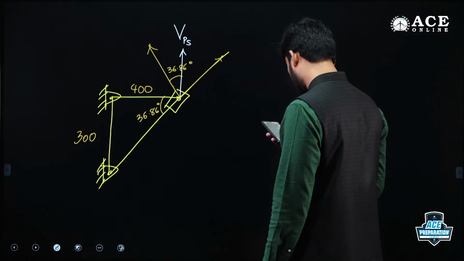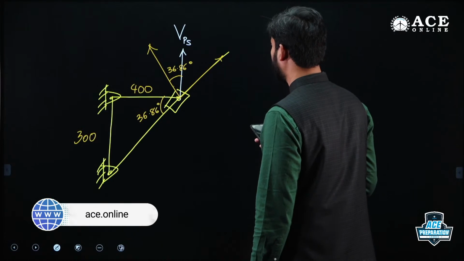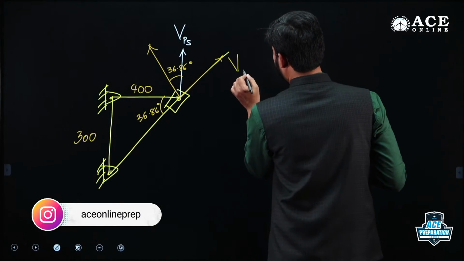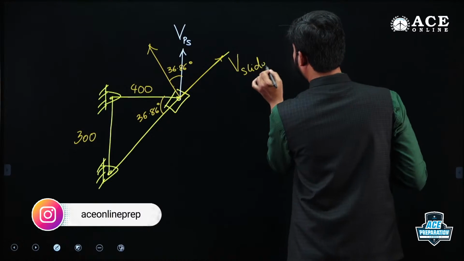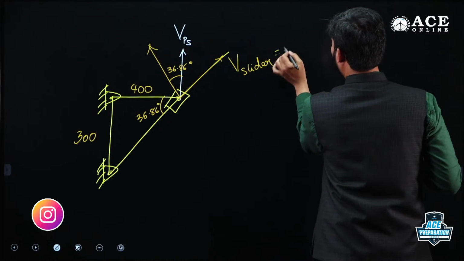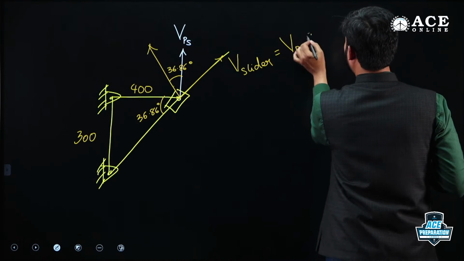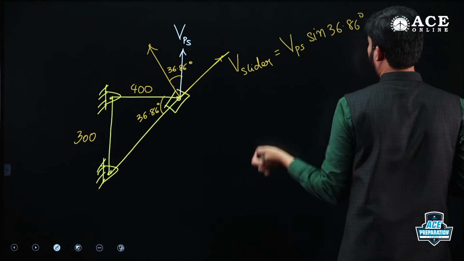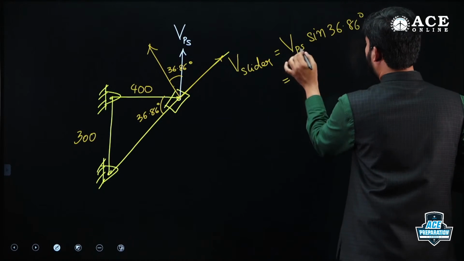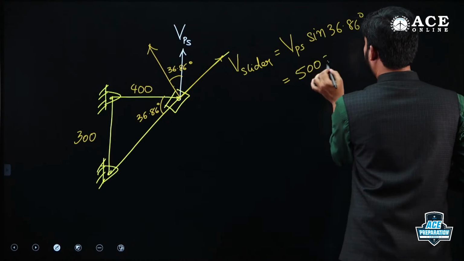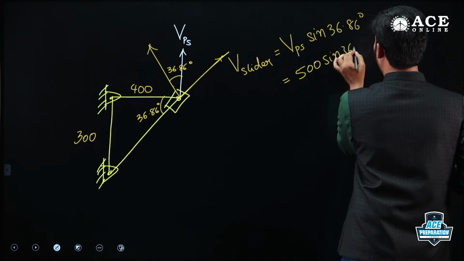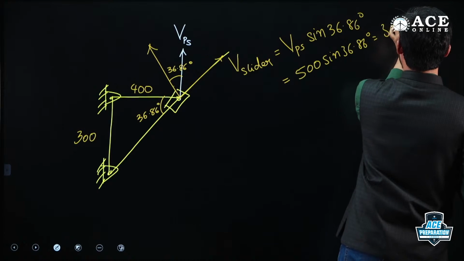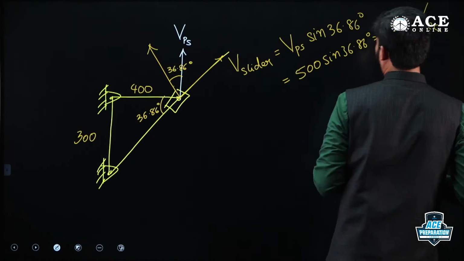Okay, you are doing the components right. I got you. This is the velocity of the slider, which is equal to VPS sine 36.86. Yes, absolutely correct, Priyansh. This is equal to 500 into sine 36.86, which is 300 mm per second.